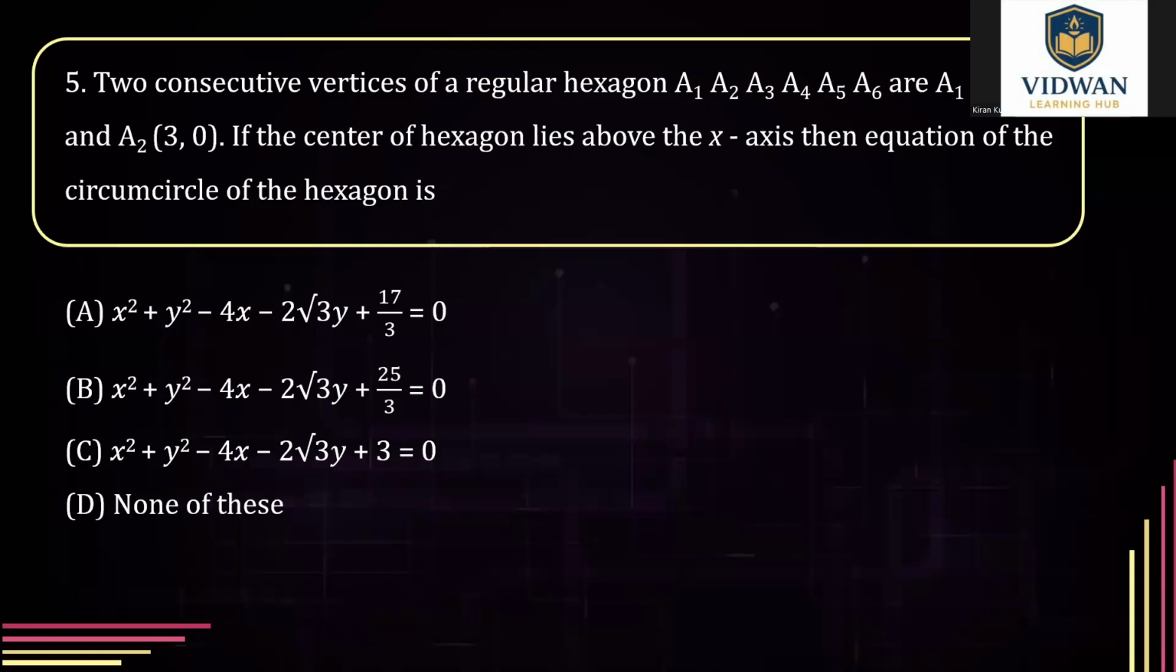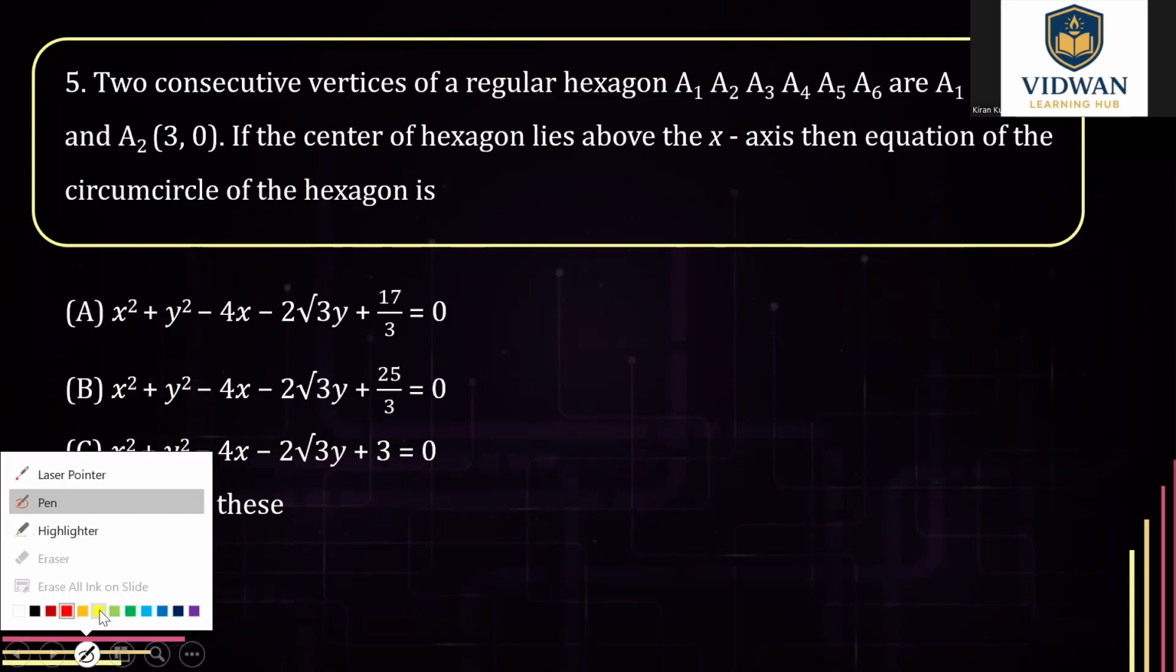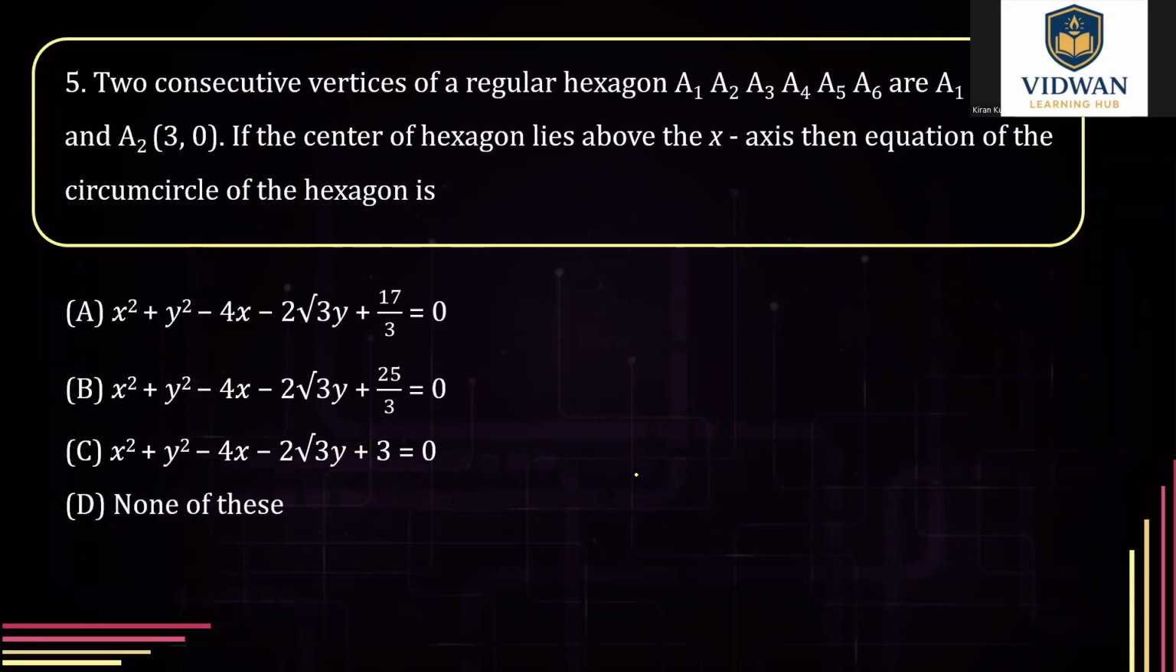So let's start with this problem. Two consecutive vertices of a regular hexagon are given, and the center of the hexagon is given to lie above the x-axis. What will be the equation of circumcircle of the hexagon? So let us draw a hexagon.